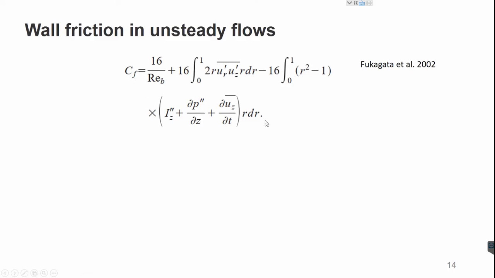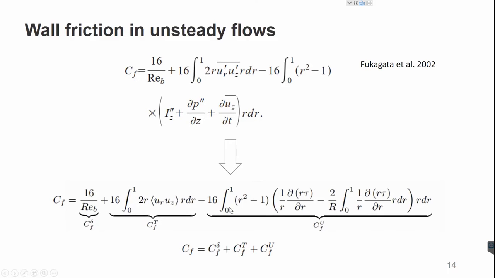The identity developed by Fukagata is very general and is not entirely useful for our case. So we have to do some manipulations, and we came up with this modified FIK identity, which is useful for unsteady turbulent pipe flow. And here we can see that we have three important terms. The first term is the laminar contribution, which is 16 over the bulk Reynolds number, and this is defining friction factor.